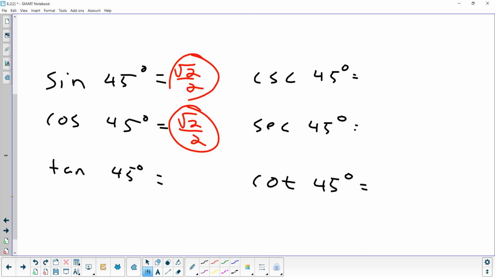1, because we're dividing two things that are the same. So we get 1. While we're here, let's just do the cotangent, because that's a quick one. Sophie, what's my cotangent? 1, because if we flip 1, we get 1.